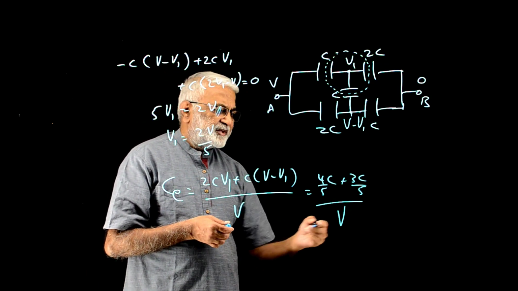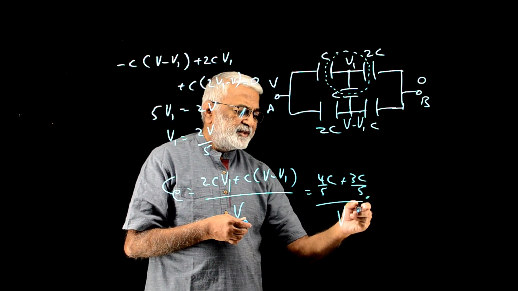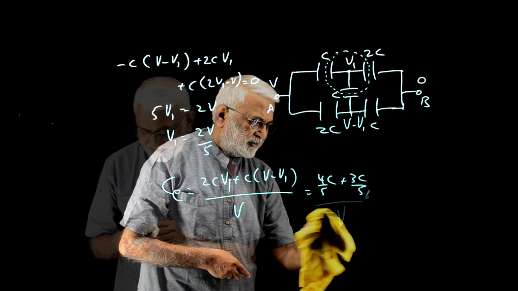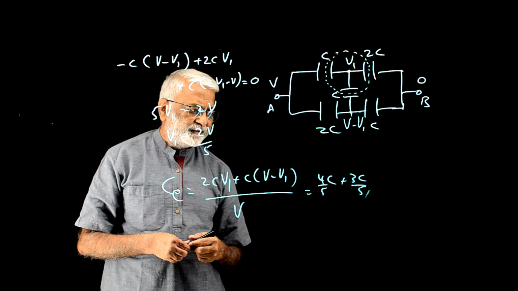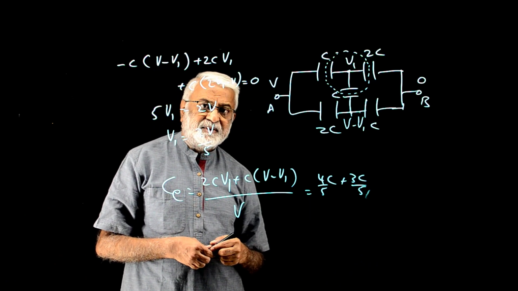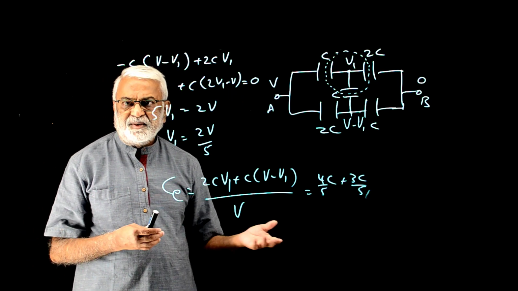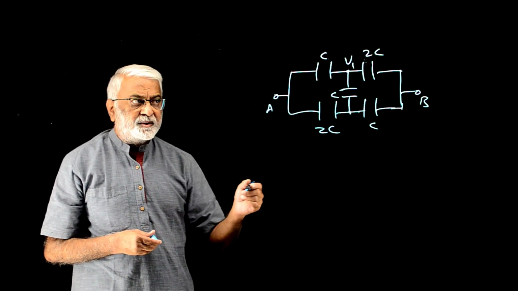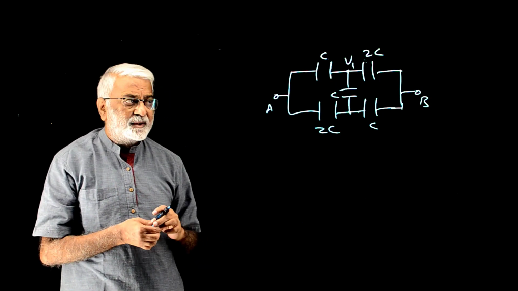And what does that give us? This is 7, V has gone away, sorry. That's the capacitance, 7C by 5. Done. Let's assume charges instead, and then write a rule for potentials.